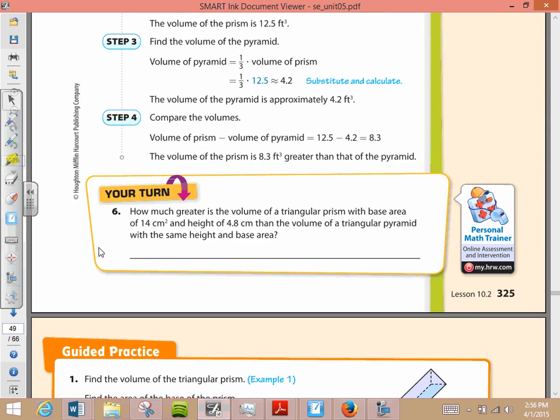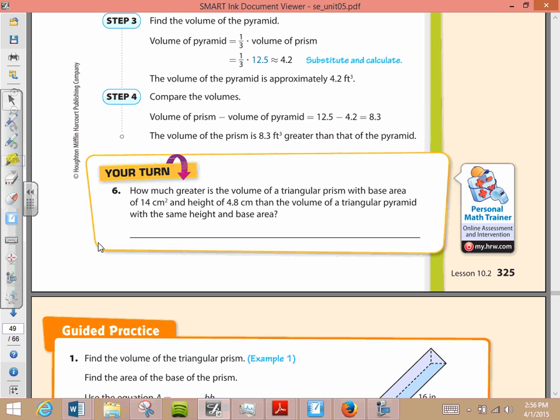All right, let's work on this one now. Number 6 on the following page. Read it carefully. Read it very, very carefully and work it out on your own.